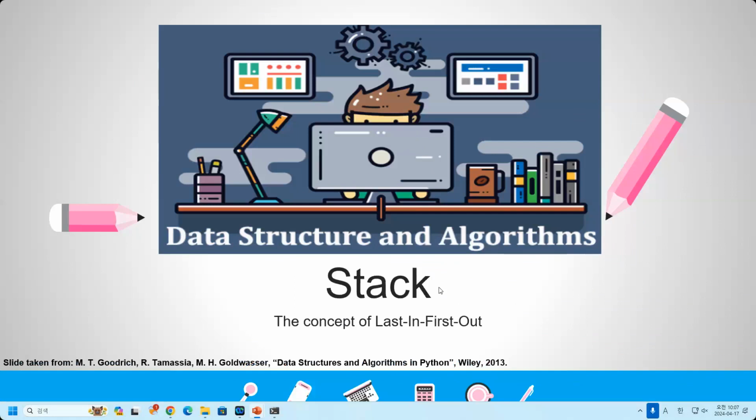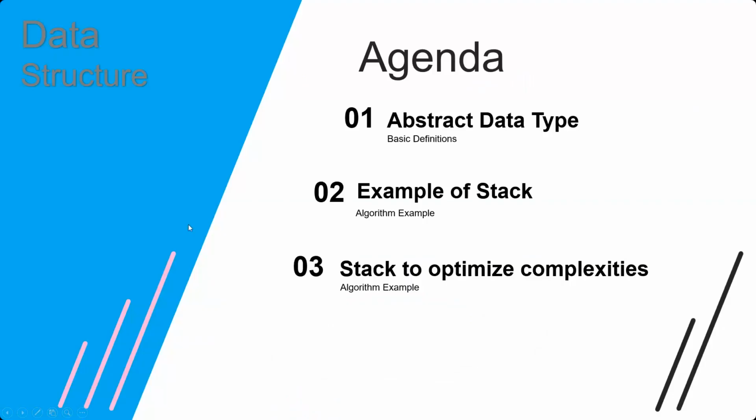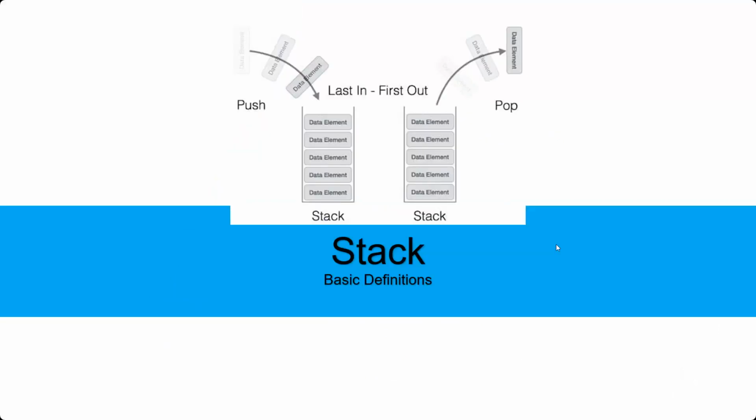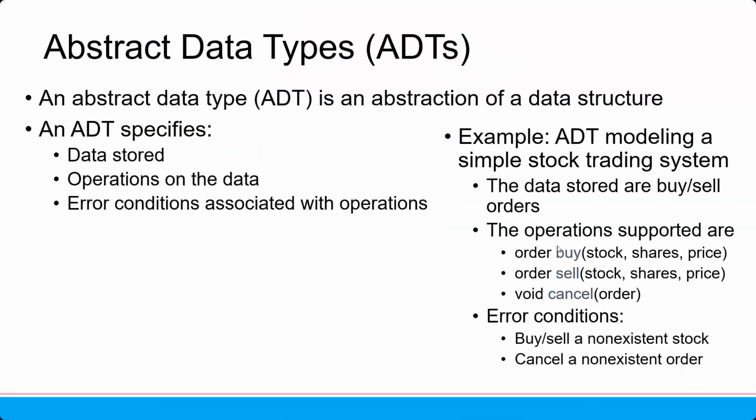So in this section, we are going to learn about stack. What is stack? It is a concept about last in first out, or sometimes we call it LIFO. We are going to learn what is the abstract data type for stack, and then examples of stack, and how stack can be used to optimize the complexities. Stack. What is stack?